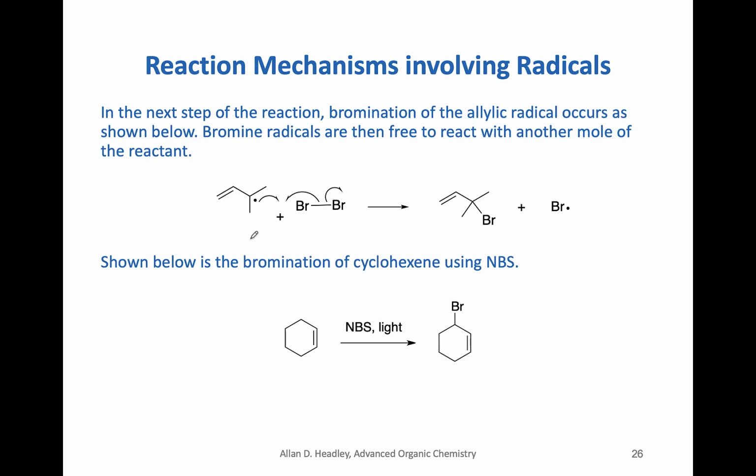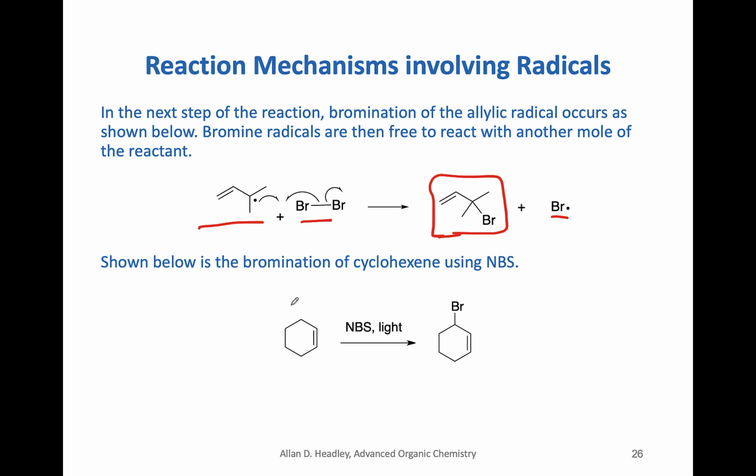In another step, as you can imagine, we have created the allylic radical. So we have some bromine here. We get the brominated product and more bromine radical. So you can see the step continues. So this would be one of the propagation steps that generates the product, but there are termination steps in this reaction.